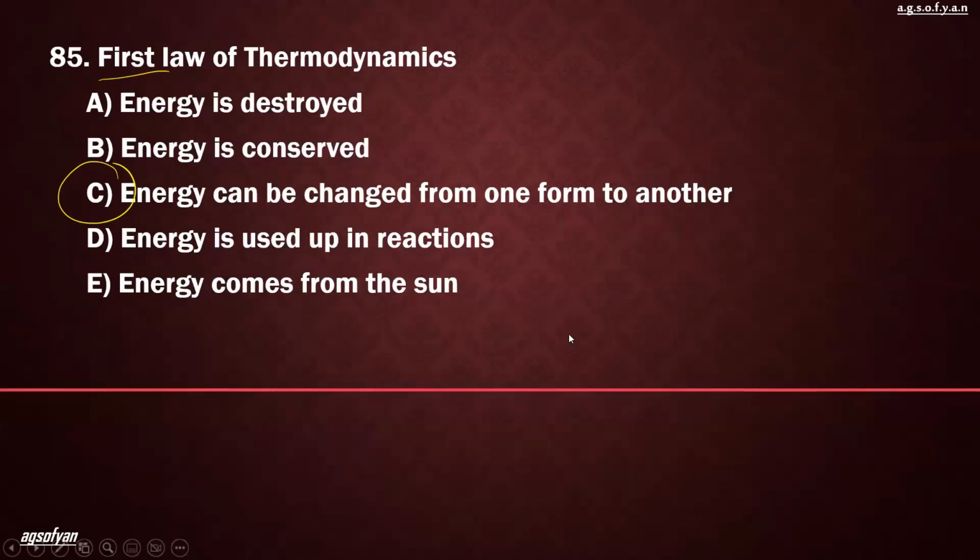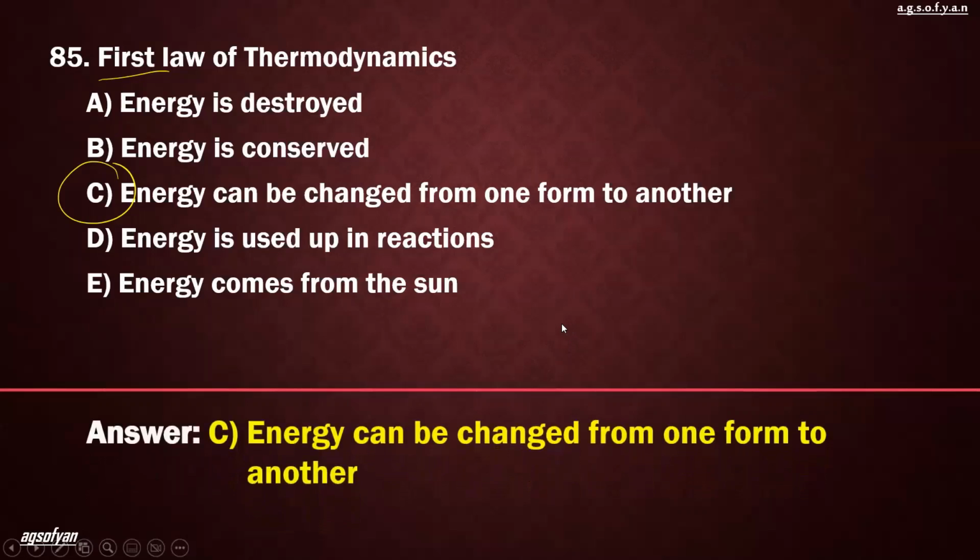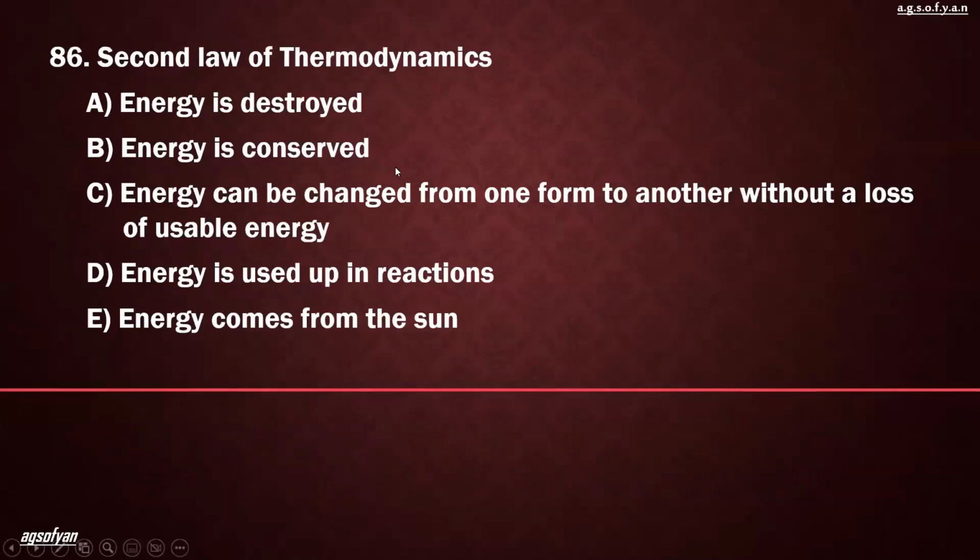Energy can be changed into another form, from light energy into chemical energy, into ATP, into heat, into movement. That's energy. How about the second law? Yes, it can be changed from one form to another, but there is always loss of usable energy. That's the second law. The energy conversion will not be 100% efficient. There is always loss of energy.